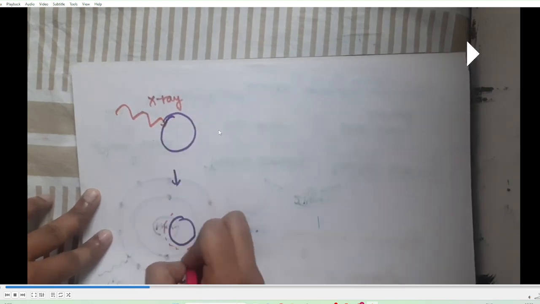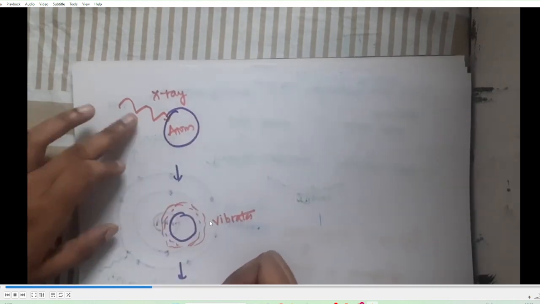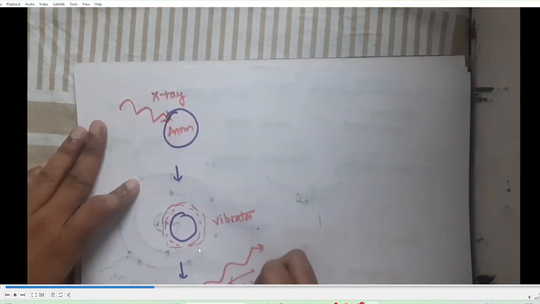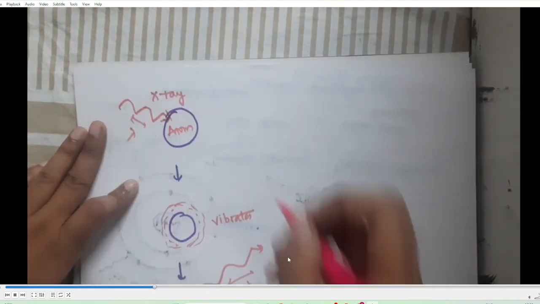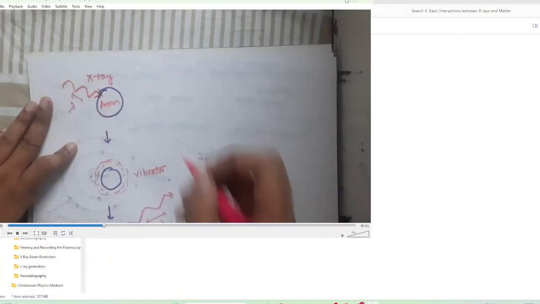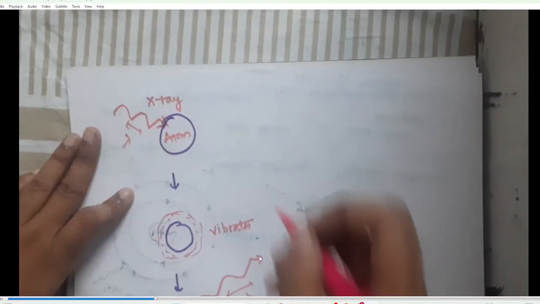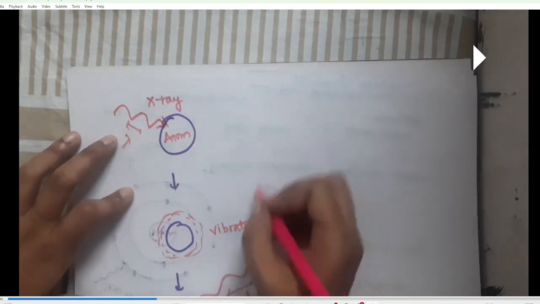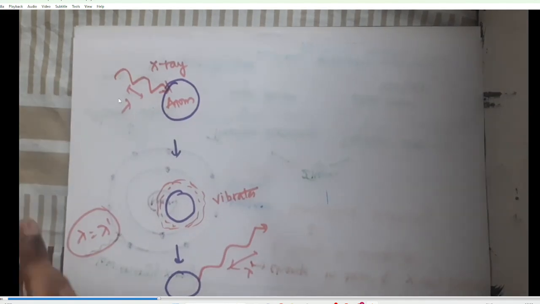If an X-ray strikes the atom, the atom is set into vibration, and then the X-ray will be deflected in another direction. When the X-ray is deflected in another direction, the wavelength will be the same. So the incident photon and the deflected photon have the same wavelength.